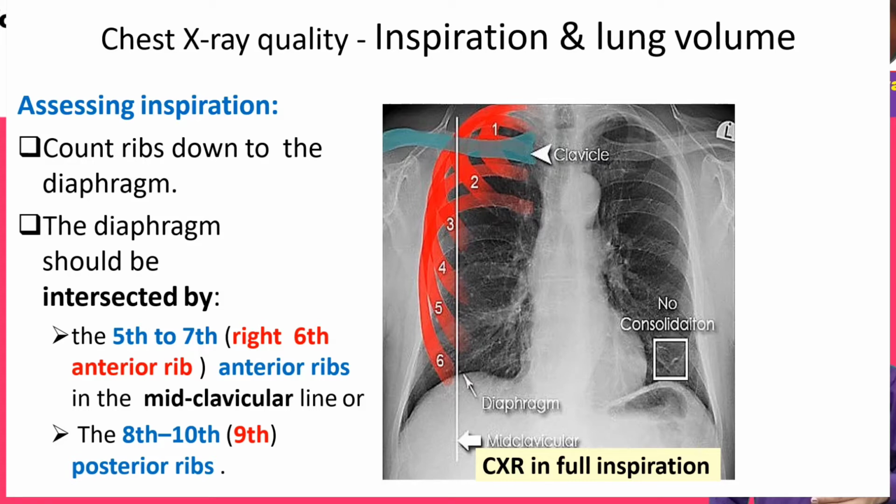So this is the diaphragm, and we count the ribs at the diaphragm, which should be intersected anteriorly at the 5th to 7th ribs, and posteriorly at the 8th to 10th ribs: 1, 2, 3, 4, 5, 6, 7, 8 and 9. So usually 5 to 7 ribs on the anterior side and 8 to 10 ribs on the posterior side are present for a good inspiratory picture of the chest X-ray.